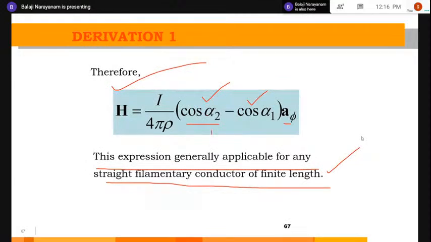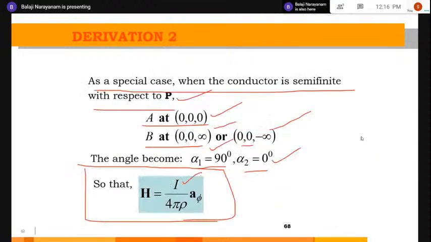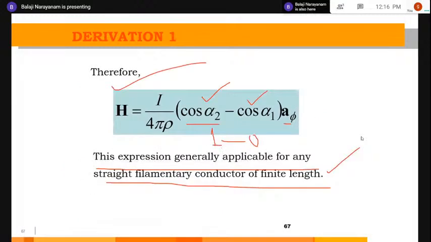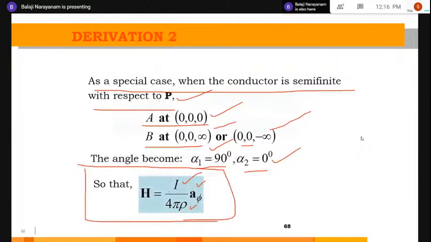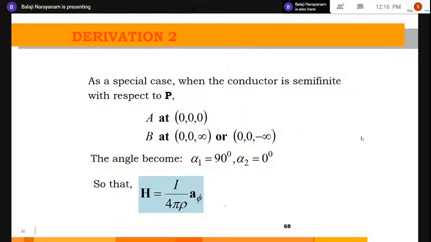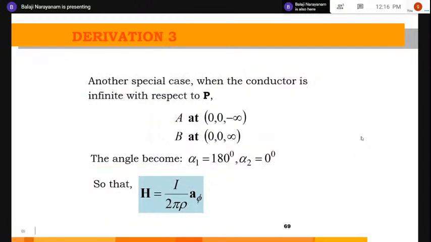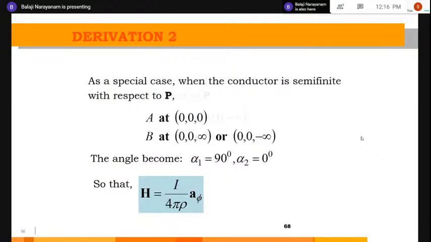So this results in a value of (1 minus 0) I by 4 pi rho A phi. So cos alpha is 1 minus 0, which is 1, multiplied with I by 4 pi rho, so that is I by 4 pi rho A phi bar. So this gets simplified like this. For a special case, observe. Another special case, you observe.